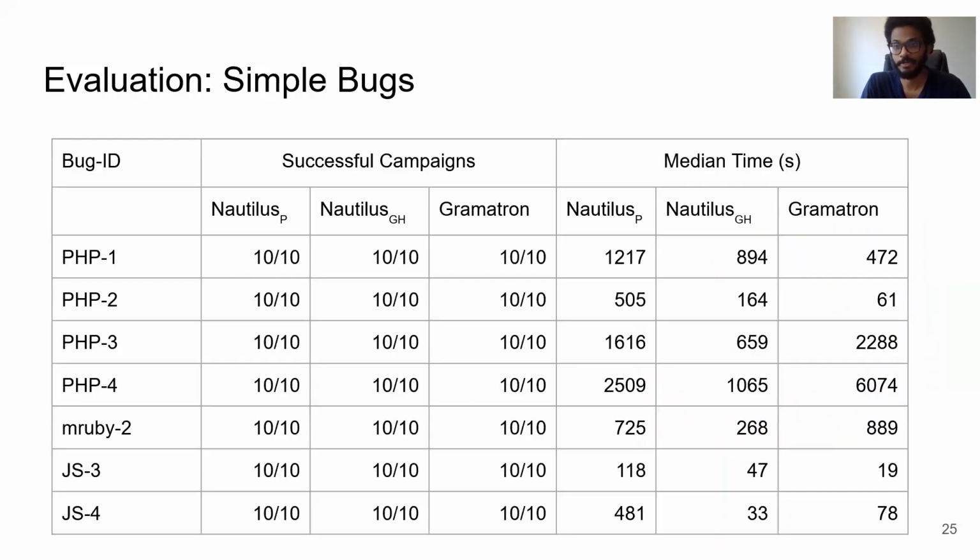Then we evaluated whether the aggressive mutation operators used by Gramatron can help in uncovering complex paths faster. So for this evaluation, we collected a corpus of 10 ground truth bugs across 3 interpreters. We ran multiple 24-hour campaigns to find those bugs with the different tools. And for this experiment, we calculated the number of successful campaigns, which is whether the tool found the bug within the allocated time budget. And then we also calculated the median time to discovery across the multiple trials.